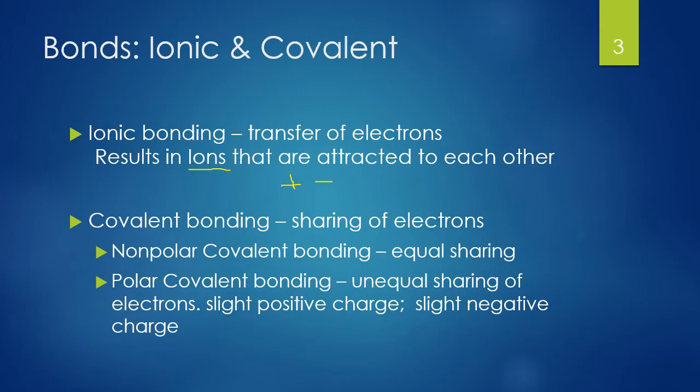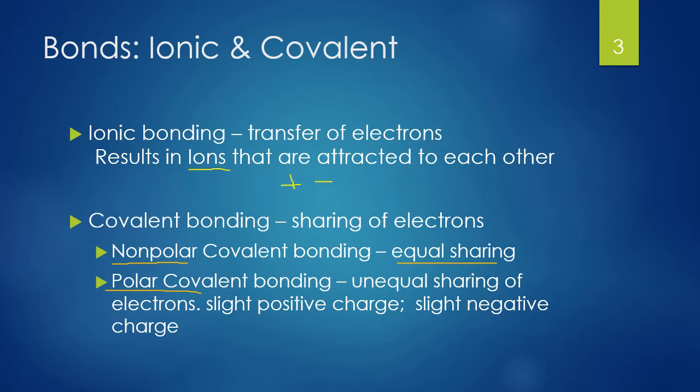Next, let's look at covalent bonding. Covalent bonding is not a transfer. This is when electrons are shared. We have two types of covalent bonding: nonpolar covalent and polar covalent. Nonpolar covalent is when the atoms involved are sharing those electrons equally.